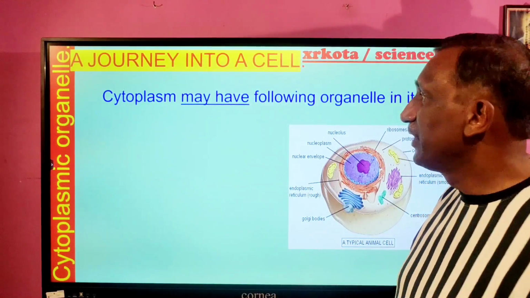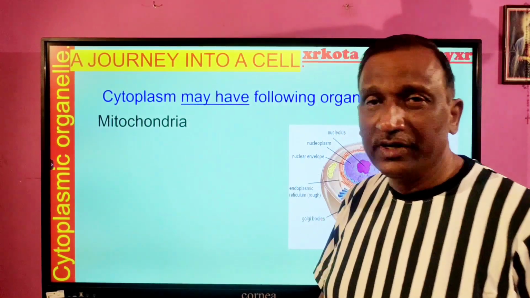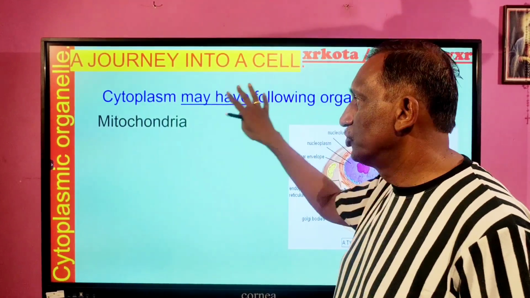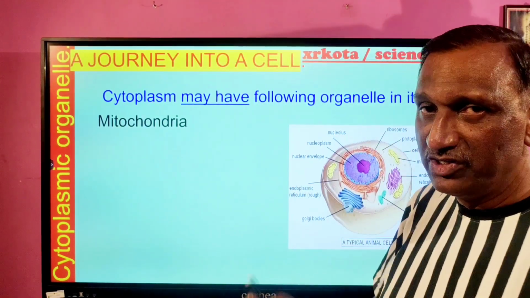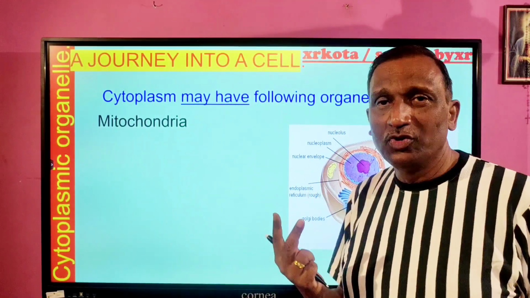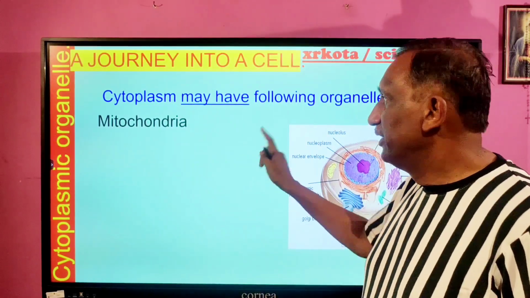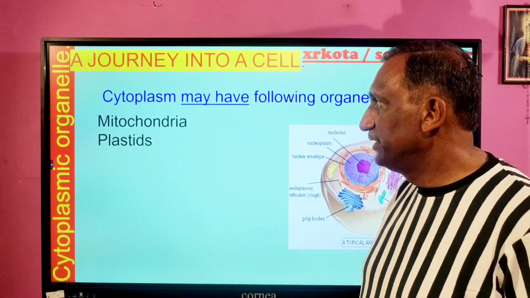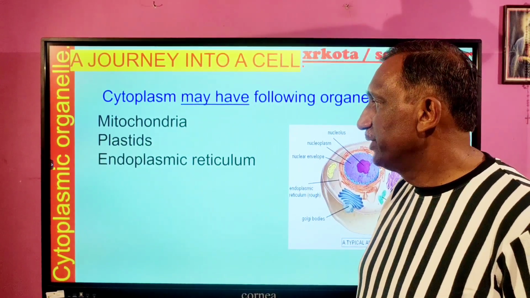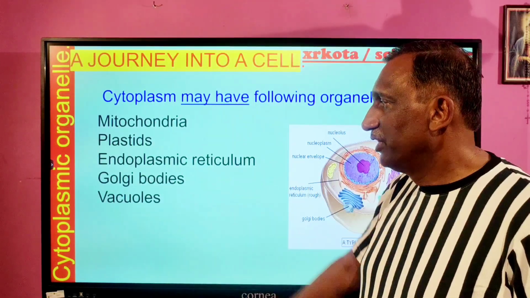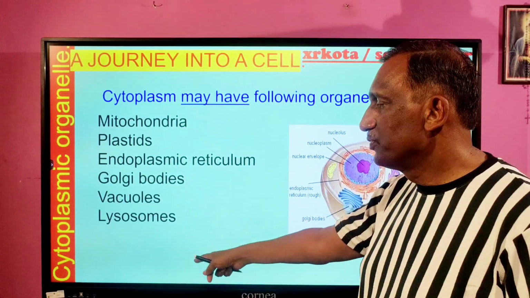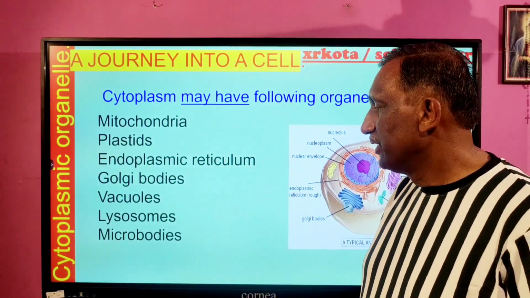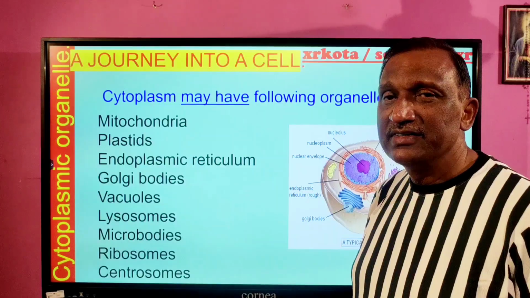So let us see what all things we will find. We will find mitochondria in all eukaryotic cells. We have to remember that most of these cell organelles are found in eukaryotic cells. Prokaryotes will have only two cell organelles, ribosomes and centrosomes. In eukaryotes we will find mitochondria. If this is a plant cell, then we will have plastids, endoplasmic reticulum, Golgi body, vacuoles, lysosomes, and microbodies. Of course we will not study microbodies. And then ribosomes are there and centrosomes are there.